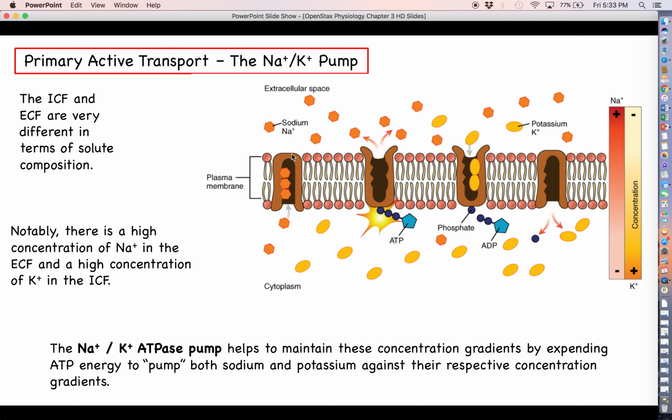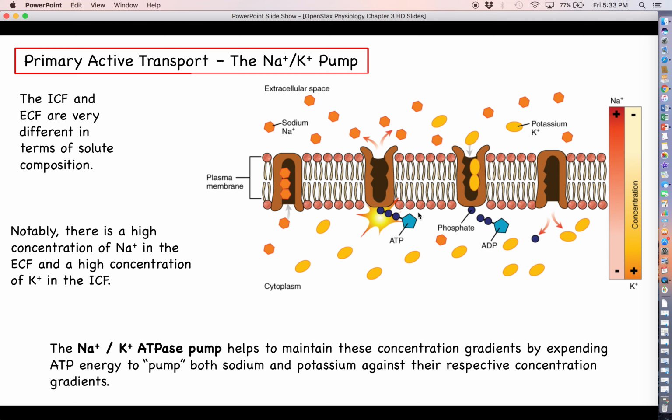If you'll notice in this picture here, if you start on the left and move to the right, the first thing the pump does is bind to three sodium ions and expel them out into the extracellular fluid. So we're taking what little sodium is inside the cell, and it's not much, and we're expelling those out into the extracellular fluid.